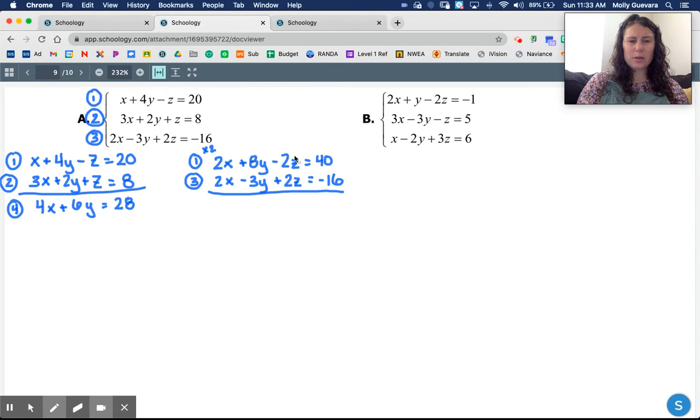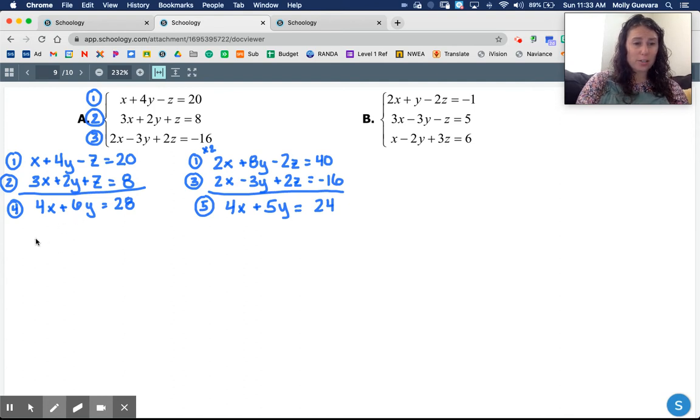This is what I mean: if I eliminate the z's in the first pair, I have to eliminate the z's again in the second pair. That gives me 4x plus 5y equals 24. 40 minus 16 is 24. I'm going to call that equation 5. Now if I look at equation 4 and equation 5, that's just a normal system of equations that I can solve. So I can stack those. I have a 4x and a 4x, so if one of those was negative, I'd be good to go.